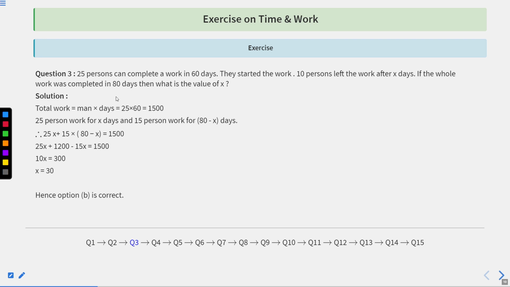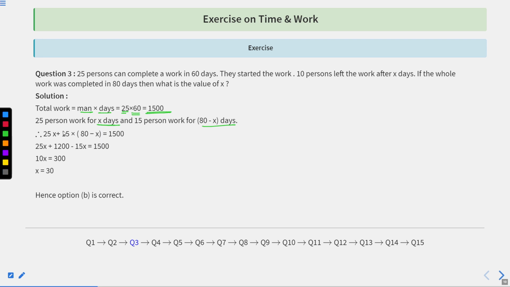So the total work is equal to men into days. So there are 25 men and they complete the work in 60 days. That means we have 1500 units of work that have to be completed. So 25 men work for X days. We don't know the value of X for now. So it is X days. 25 people work on that task and then 15 men work for 80 minus X days.